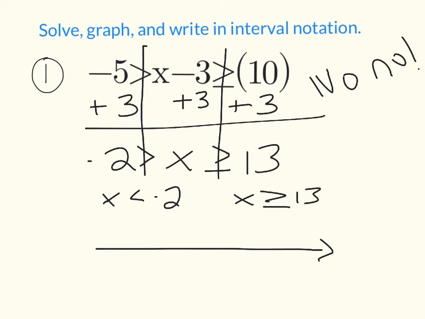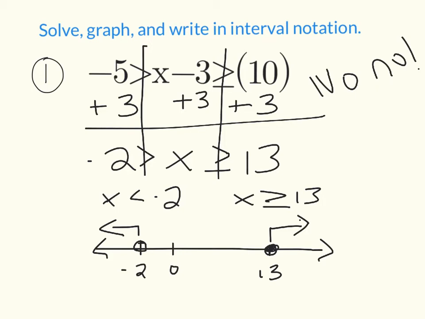Okay, so I'm just going to do some plotting here. -2, about right there. Let's just say 0 is here. 13's a little further away from 0 than -2 is, so we're going to put it right about here. On -2, I'm going to do an open circle, and on 13, a closed circle. Now, it says less than -2, so that means I should be going this way. And then it says greater than or equal to 13, so that means I should be going that way.